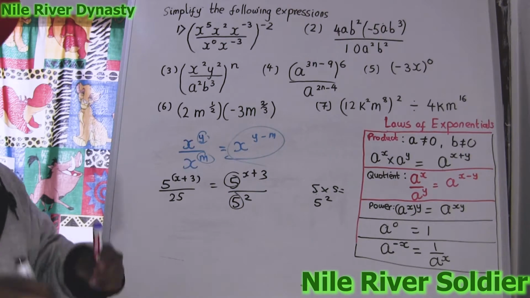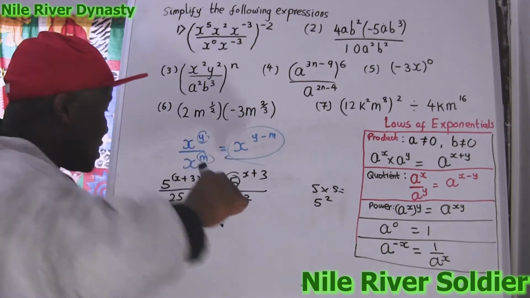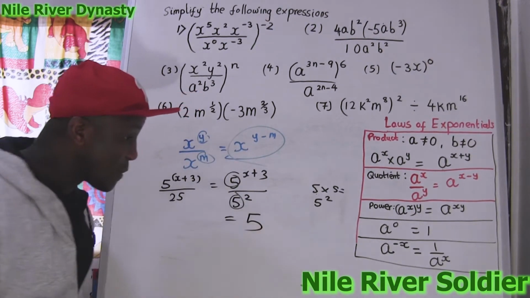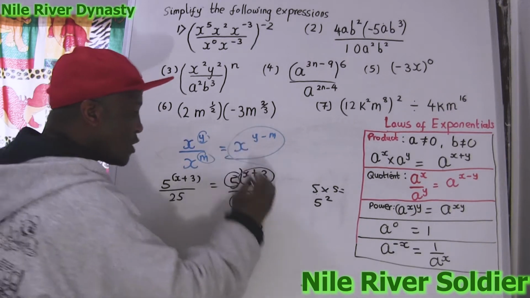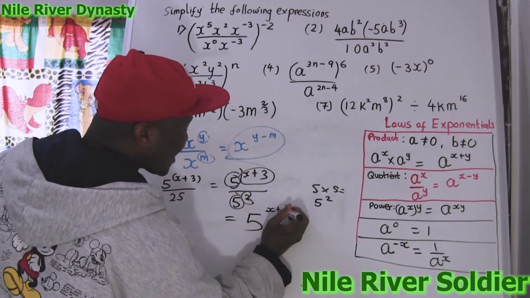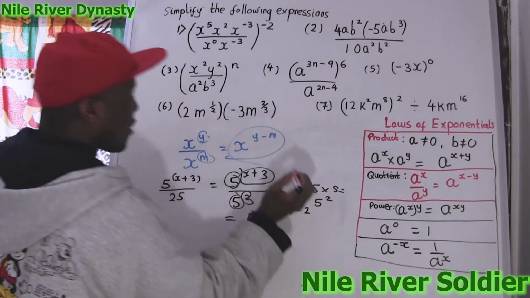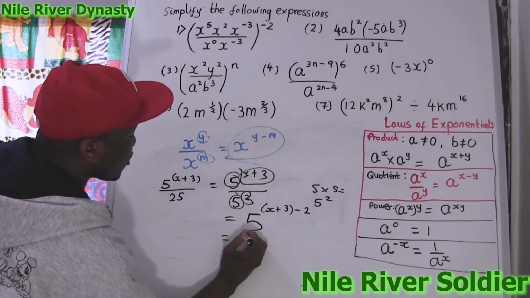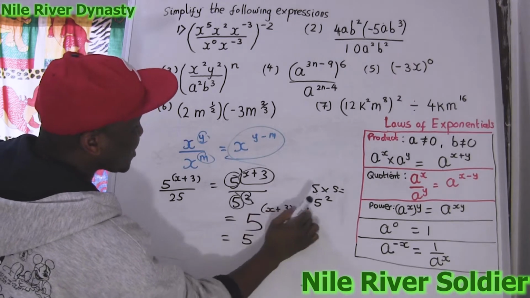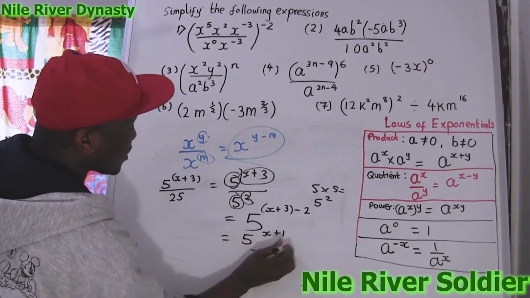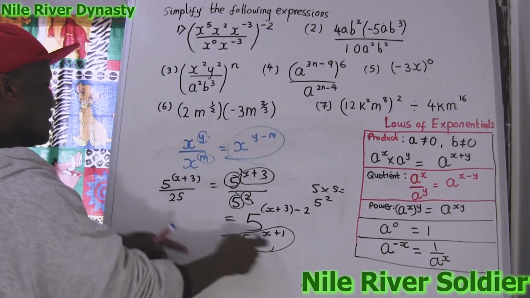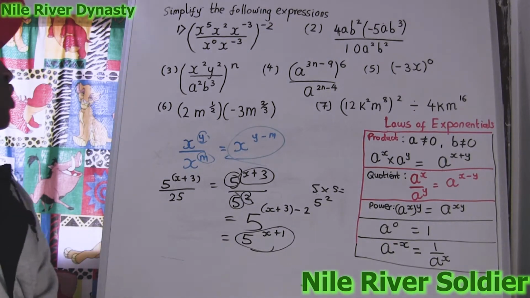If the bases are the same, I'm only going to write 1 base. And then we check the top minus the bottom. Always top minus the bottom. So we have x plus 3 minus 2, which is equal to 5 power x plus 3 minus 2, equal to x plus 1. 3 minus 2 equal to 1. So this is my final answer. So for quotient also we have an idea.